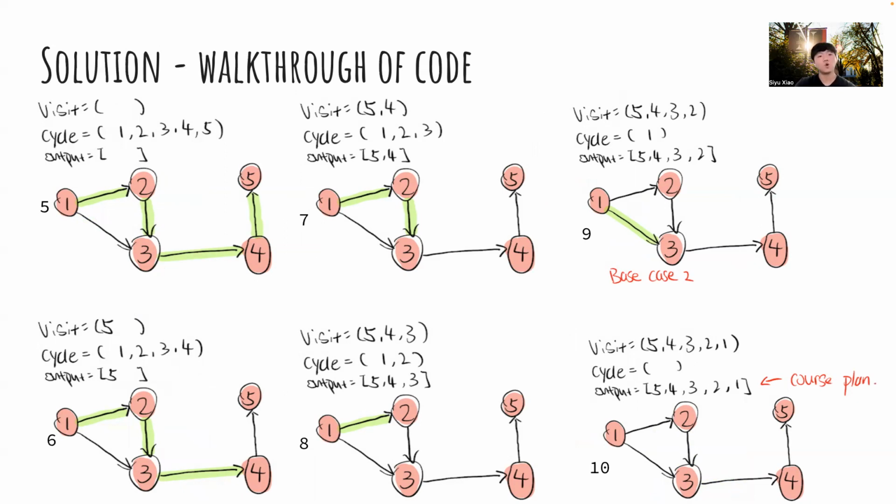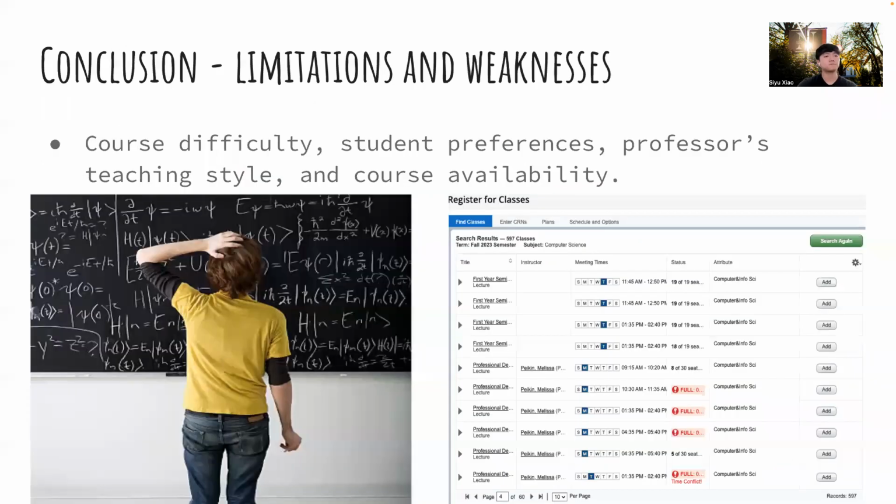Until we reach node 1, where we will try to visit node 3 again, but it will hit base case 2, where node 3 already exists in the visit set. It will just return true. Now, lastly, you can see the course plan is stored in the output array. And this is the order in which the student should take the courses without any conflicts.